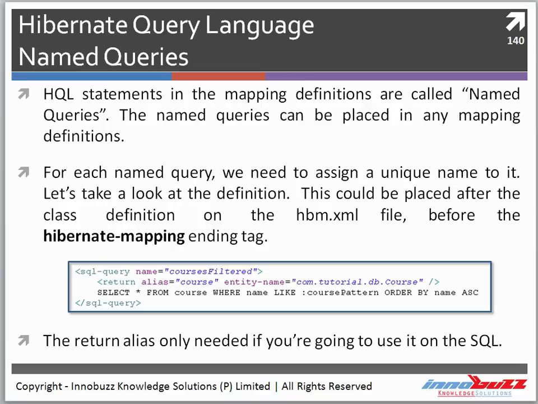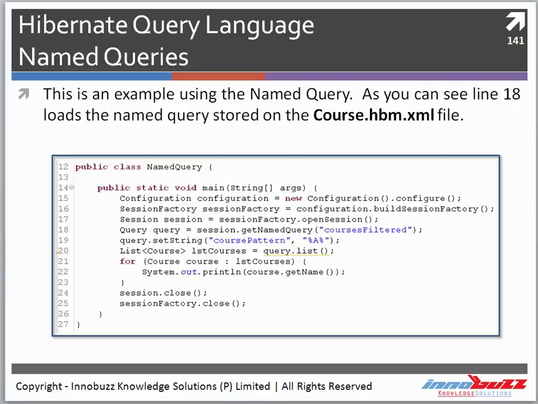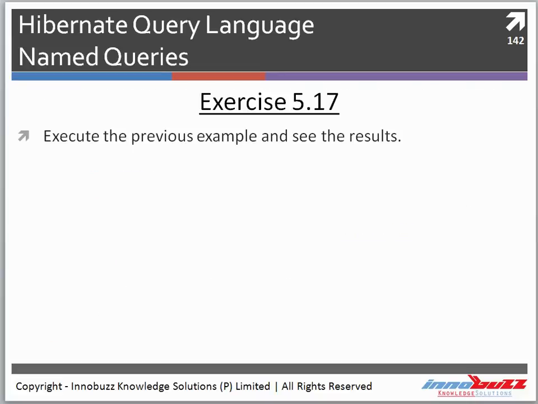This code shows how to load a named query. On line 18, the named query is being loaded using the name. Then we set the parameter on the SQL, and then the list is returned by the list method of the query object. Please continue with the exercise. Take a look at the next video.